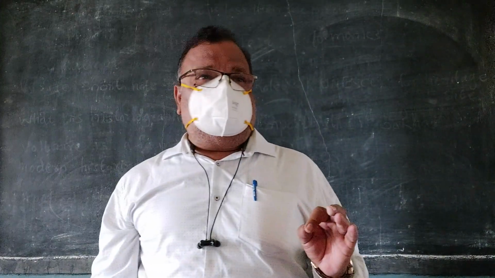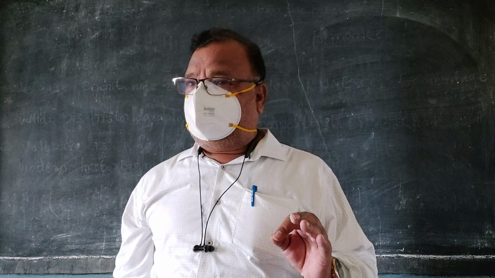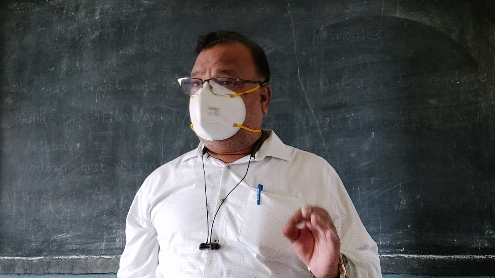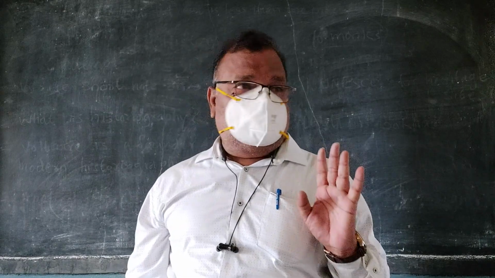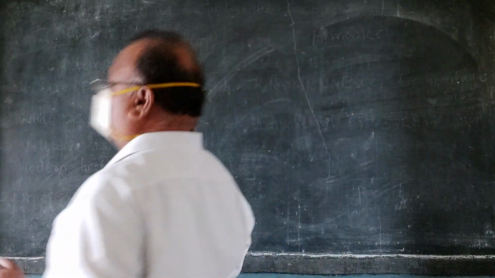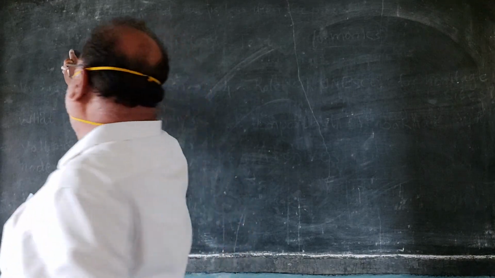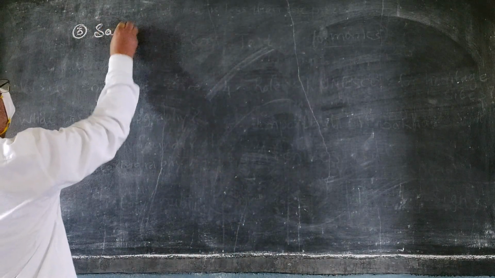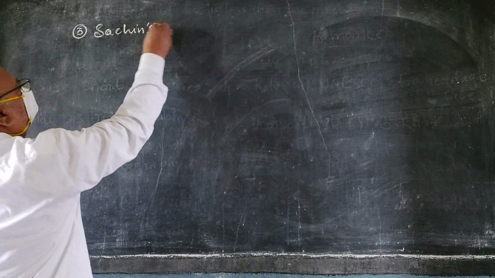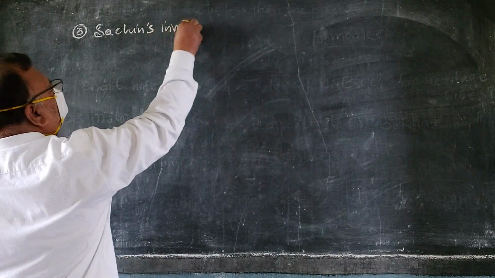Now, Sachin's investments. First time, how much did he invest? Look and tell me. 5,000. Look on the board. From here, I can start. Third example. Sachin's investments.